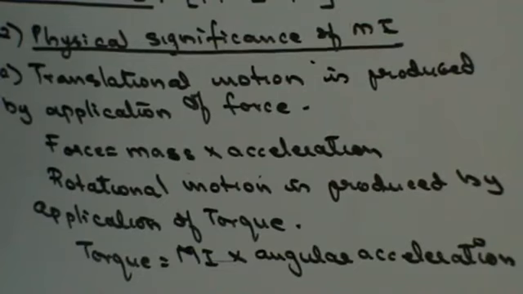Do you get this? So the moment of inertia of a body in rotational motion is the same as the mass of a body in translational motion. That is the relationship between moment of inertia and mass.